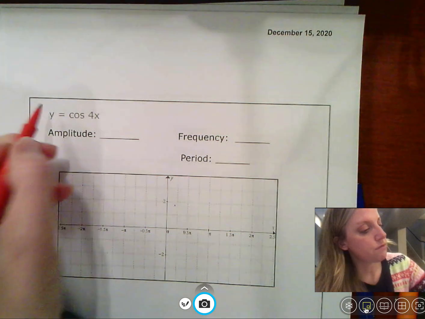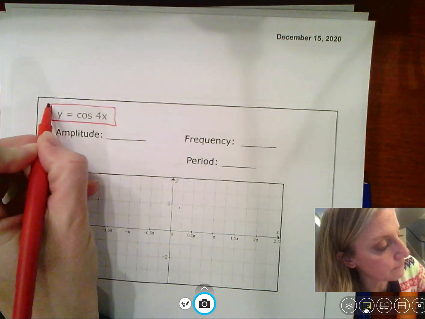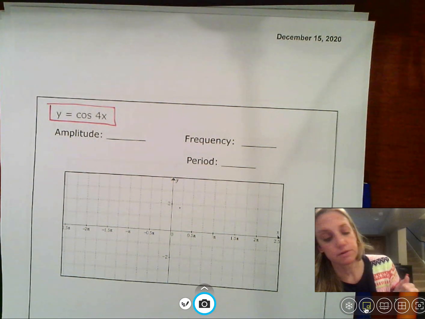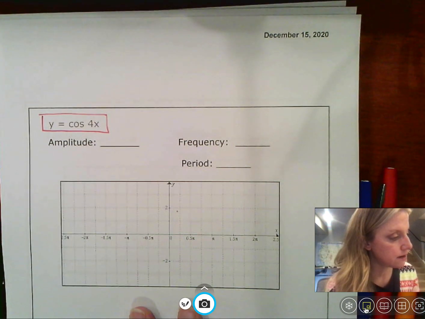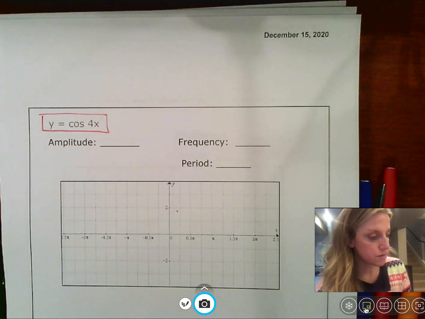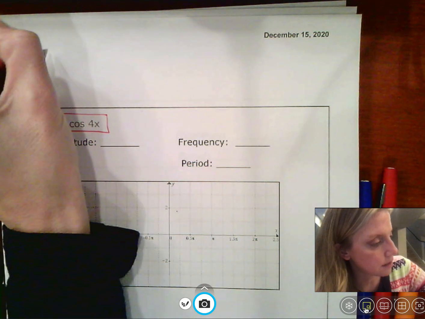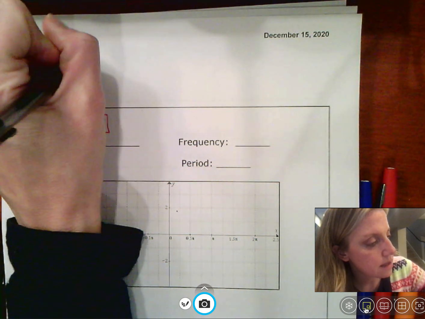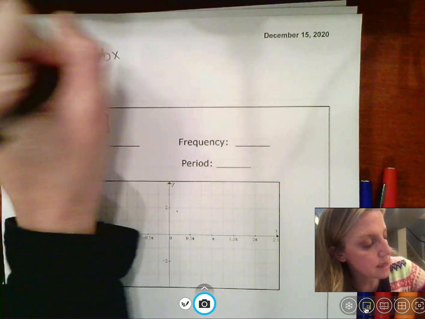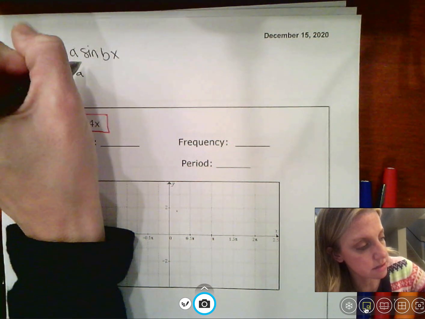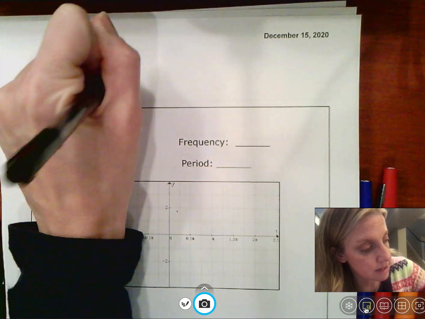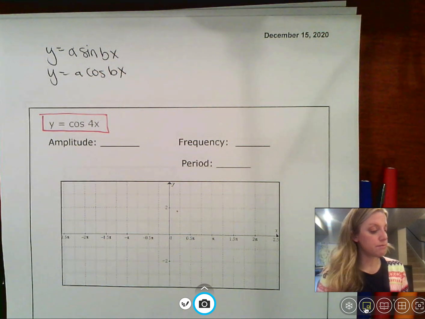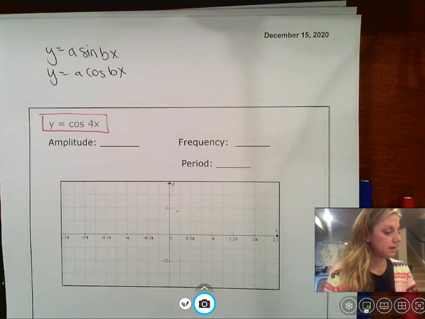This one, we have y equals cosine of 4x. I believe it's number 2 if you have the packet printed out. So let's go through very quickly. y equals a sine of bx and y equals a cosine of bx. I like having that right in front of me because then I just never really get confused at what I'm looking at.